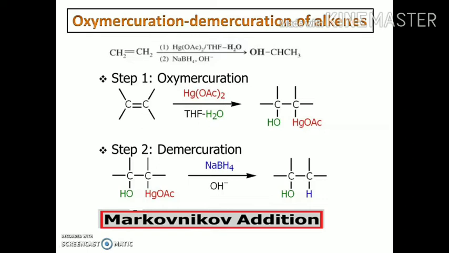The compounds are reduced by sodium borohydride, NaBH4, to form alcohols by the replacement of the mercuric acetate group by hydrogen. In this case, the mercuric acetate group gets replaced by the hydrogen given by the reducing agent sodium borohydride, and it will form the alcohol as a major product.